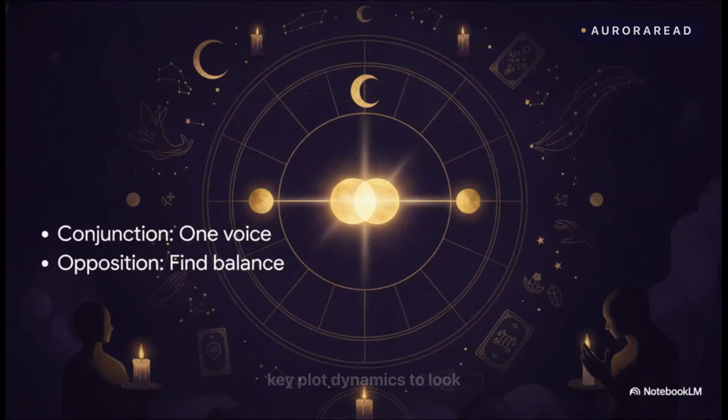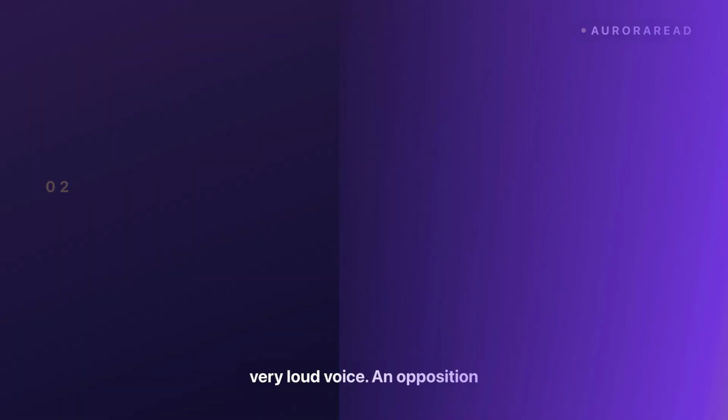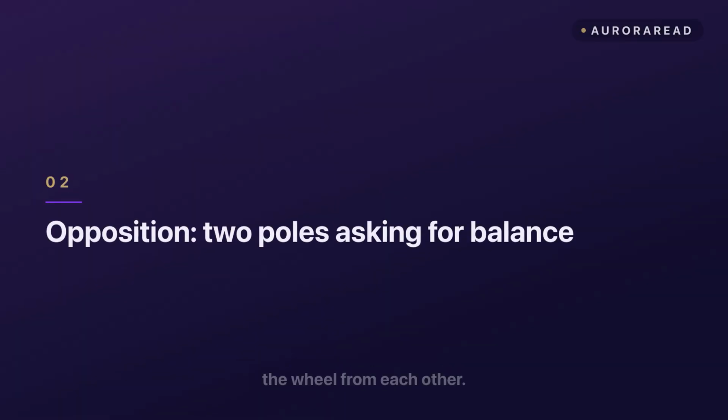Here are a couple more key plot dynamics to look out for. A conjunction is when two planets sit right next to each other, basically blending their energies into one very loud voice. An opposition means planets sit entirely across the wheel from each other. They're constantly asking you to find balance between two totally different poles.